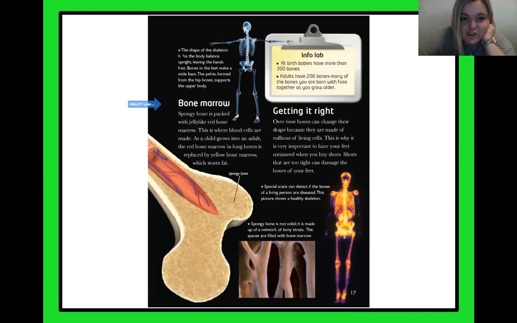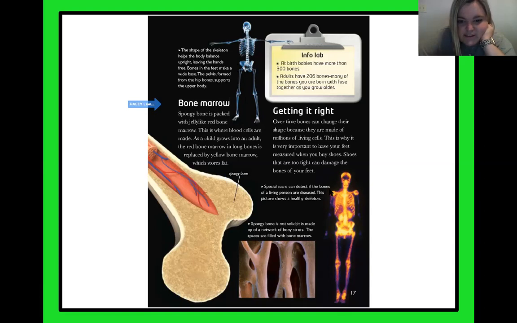So up here it says, the shape of the skeleton helps the body balance upright, leaving the hands free. Bones in the feet make a wide base. The pelvis formed from the hip bones, so right here, supports the upper body. So the feet keep us balanced, and this pelvis right here supports the upper body.